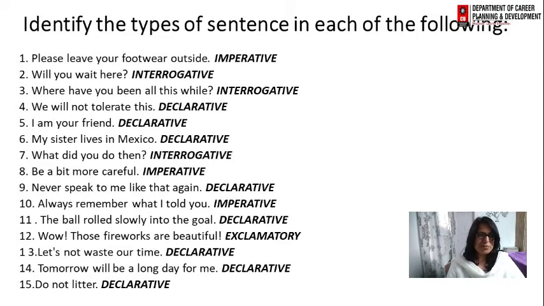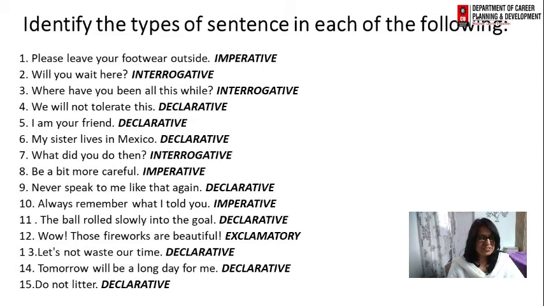Let's have a look. Please leave your footwear outside. It's an imperative sentence. Will you wait here? It's ending with a question mark, so it obviously becomes interrogative. Where have you been all this while? It's again a question mark, interrogative. We will not tolerate this. It's a statement, so it's either an assertion or a declaration. I am your friend. It's again a declaration. It's a statement. My sister lives in Mexico.